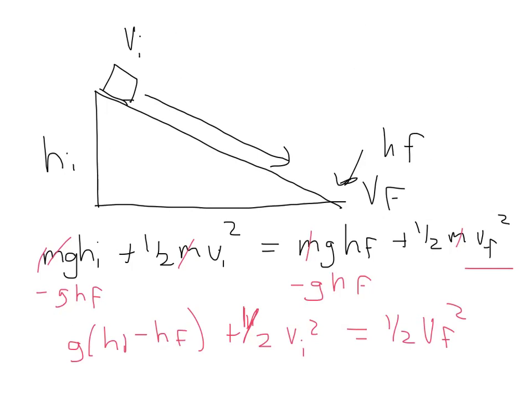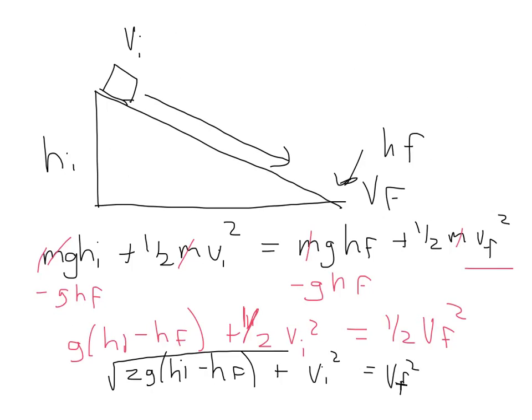Then I multiply both sides by 2, so I have 2 g times h initial minus h final plus v initial squared equals v final squared. That might look familiar or similar to a kinematics equation we've had. There is an important difference though, which I'll talk about in a minute. Then to find the final velocity, you could take the square root of both sides.